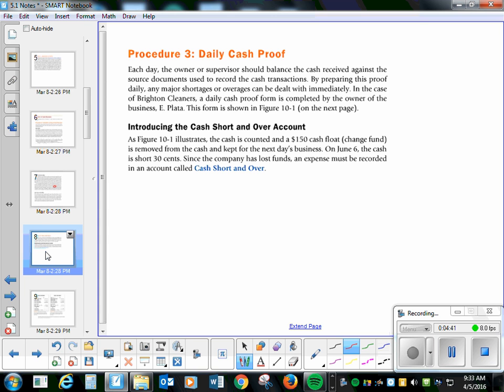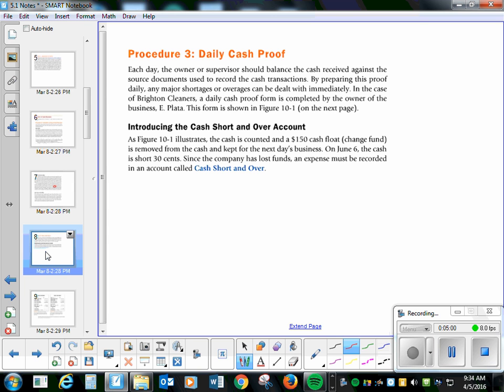Procedure 3 is you always need to make sure you have a daily cash proof. Each day, the owner or supervisor should balance the cash received against the source documents used to record the cash transactions. By preparing this proof daily, a major shortage or overage can be dealt with immediately.